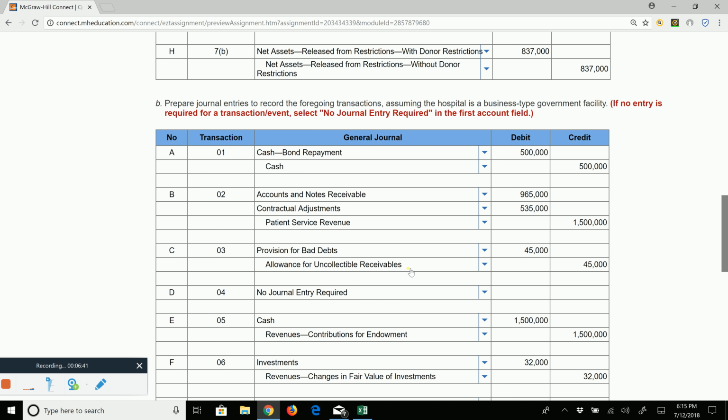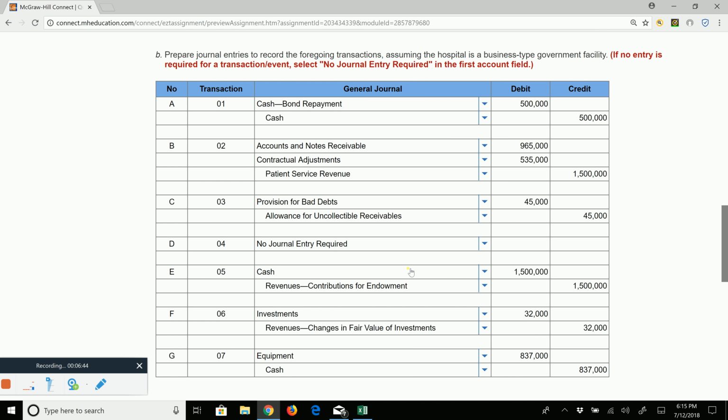Okay, and the next problems deal with the same journal entries, but the hospital is no longer a private nonprofit hospital, but it is a government, public nonprofit, right? Owned by the government. So there are a couple of differences. The first one is, instead of using assets limited as to use, you would use this restricted cash account. It's just really a naming difference, not that big of a deal.